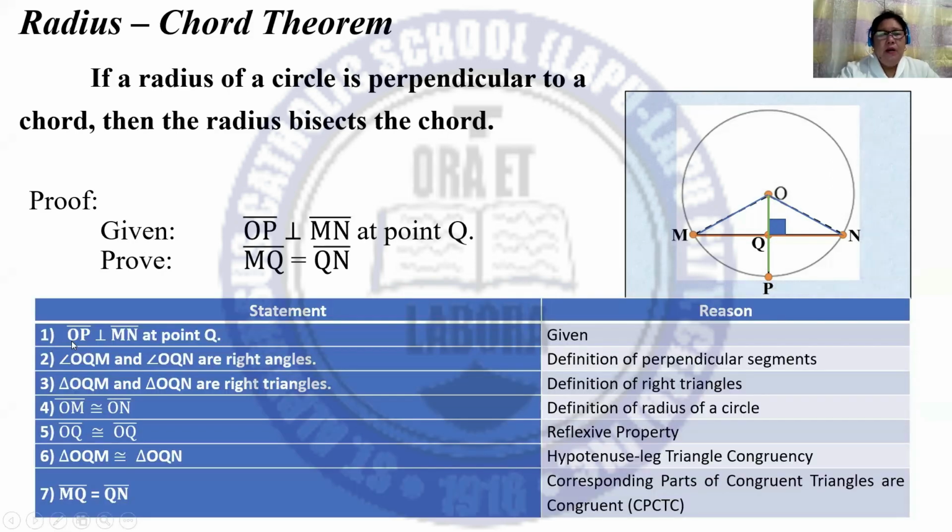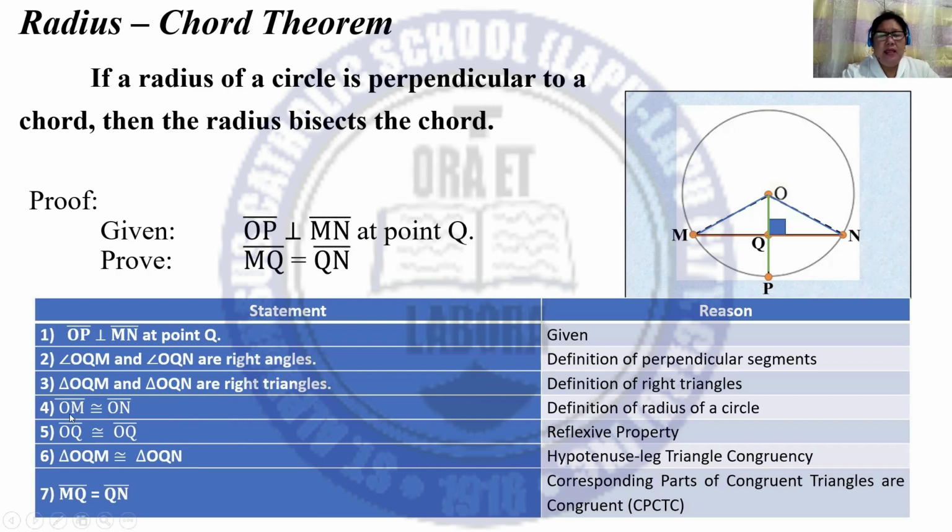First statement, OP is perpendicular to MN at point Q. That is the given statement. And angle OQM and angle OQN are right angles. That is from the definition of perpendicular segments. If the two segments are perpendicular to each other, then they form right angles. Triangle OQM and triangle OQN are right triangles. The reason is the definition of a right triangle. A right triangle has a measure of 90 degrees, or is considered a right angle.